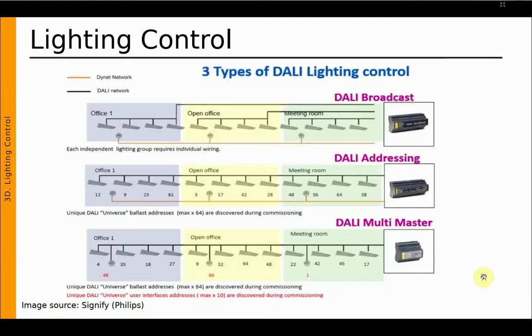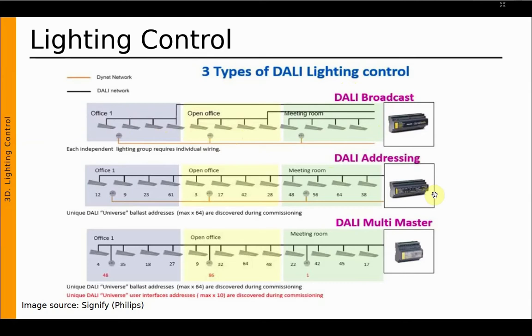Okay, this is a very crucial one also. In lighting control, we have a specific protocol for controllers, and this one is using DALI, digital addressable lighting interface. This DALI protocol uses a specific method. The first one is DALI broadcast. DALI broadcast is a broadcast system to other rooms, like the open office and meeting room.